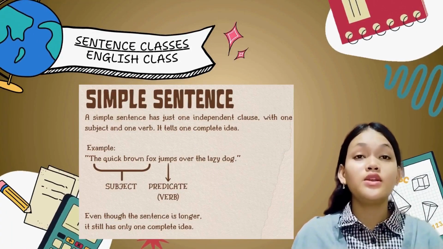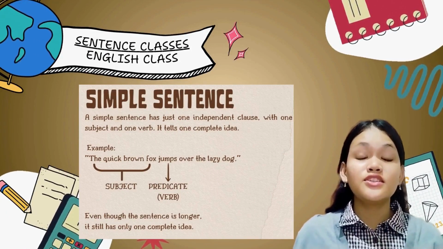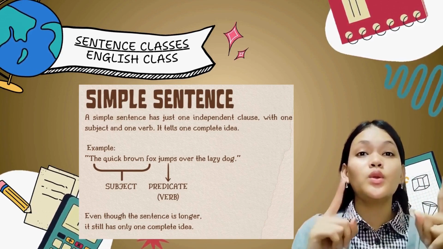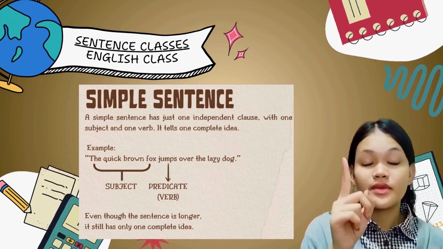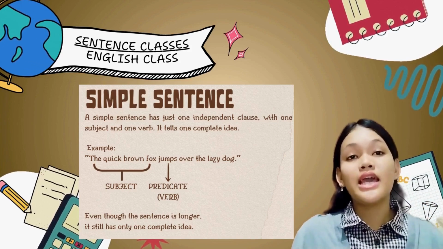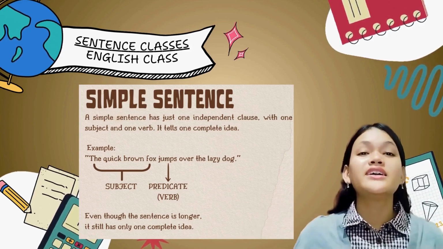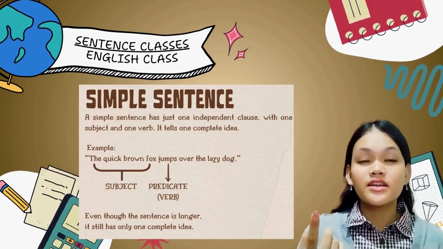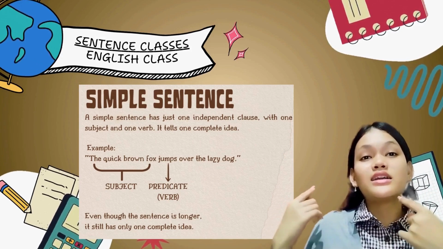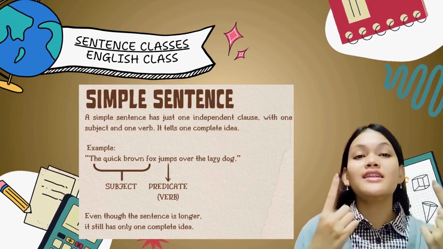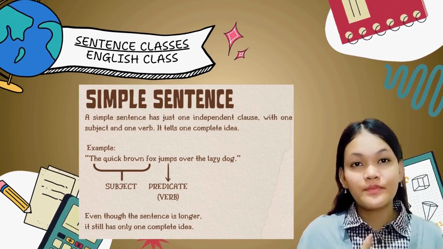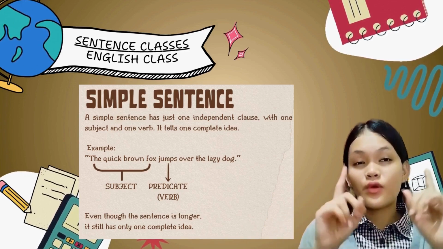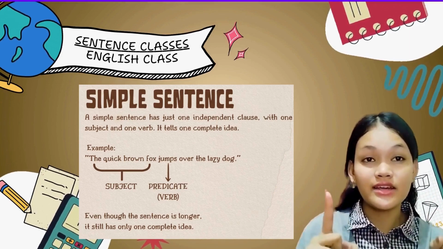Now we have to know what a simple sentence is. A simple sentence has just one independent clause with one subject and one verb. It tells a complete idea. For example, the quick brown fox jumps over the lazy dog. The subject is the quick brown fox, and the predicate is jumps. Even though the sentence is longer, it still has only one complete idea.